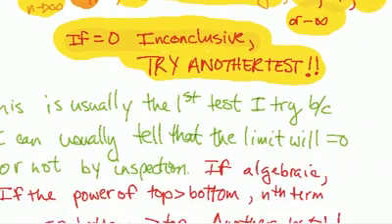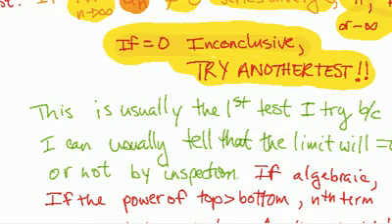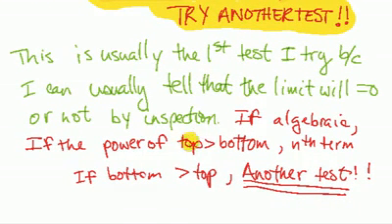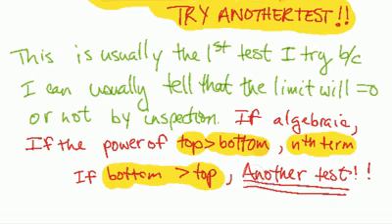Okay? This is usually the first test I try because I can look at an algebraic expression and if the top exponent is greater than the bottom, usually I'll get an infinite answer, and that's the nth term test, and it'll diverge. But if the bottom exponent is greater than the top, then you have to use another test. Why? Because the answer to that limit will be 0.